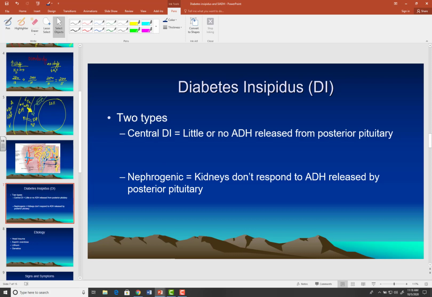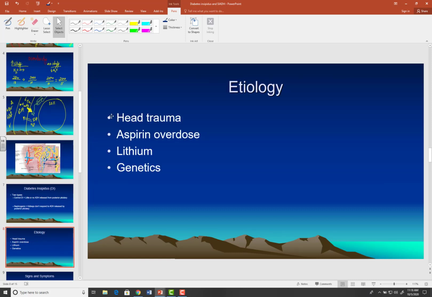So nephrogenic means that the pituitary may in fact be releasing ADH, but it's not affecting the kidney the way it should. So the kidney's not responding to that ADH. And those are the two big ones. And normally it's a result of head trauma. You get a bump on the gourd. You can get aspirin overdoses, and lithium. So people with bipolar are treated with lithium. That can produce that.